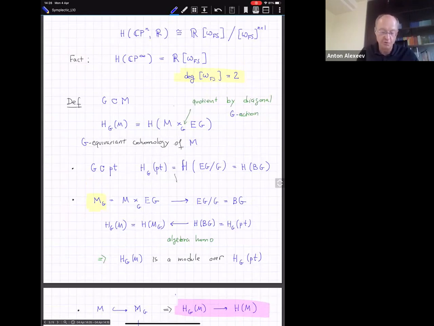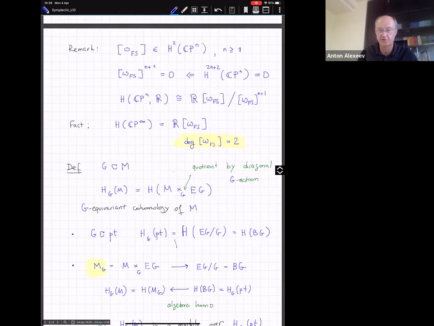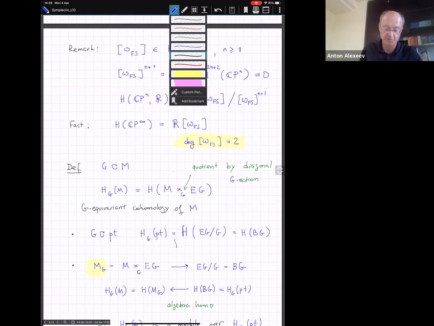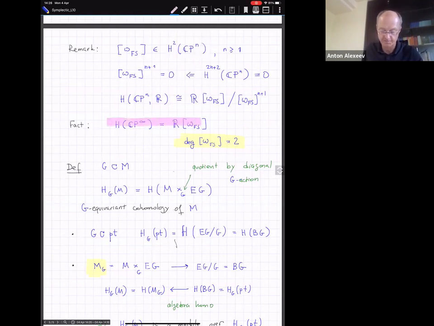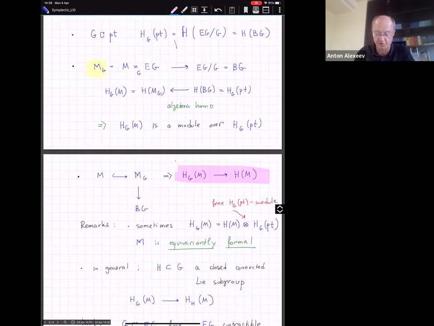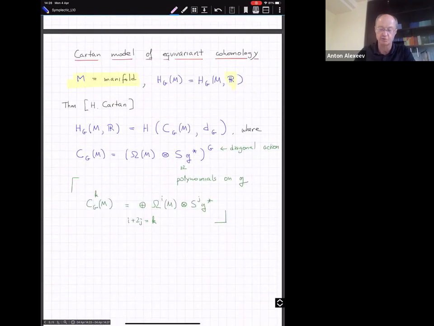And we saw what is H_G of a point, or the cohomology of the classifying space, in one example. And in that example, the cohomology of the classifying space is a polynomial algebra with a generator of degree 2. And here we actually know why it is of degree 2. That's because the Fubini-Study form is a symplectic form, and symplectic forms are of degree 2. So that's the general source of this degree 2 story.